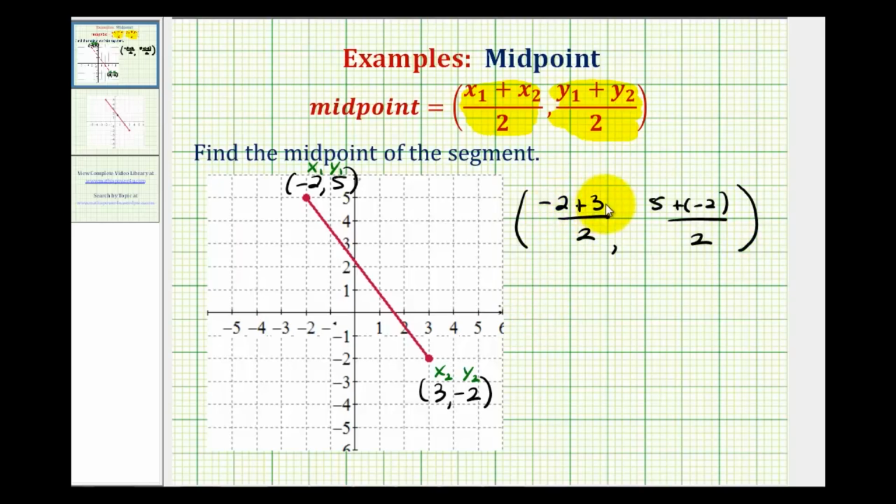Well, -2 plus 3 is equal to 1, so we'd have 1/2 for the x-coordinate of the midpoint, and 5 plus -2 is equal to 3, so the y-coordinate of the midpoint would be 3/2. Of course, it might be helpful to write these as decimals if we were going to plot the point by hand. And since 1/2 is equal to 0.5, and 3/2 is equal to 1.5, we could also express the midpoint in decimal form. So if we wanted to plot this point, we'd move to the right of the origin half a unit and up 1.5 units to this point right here. This would be our midpoint.